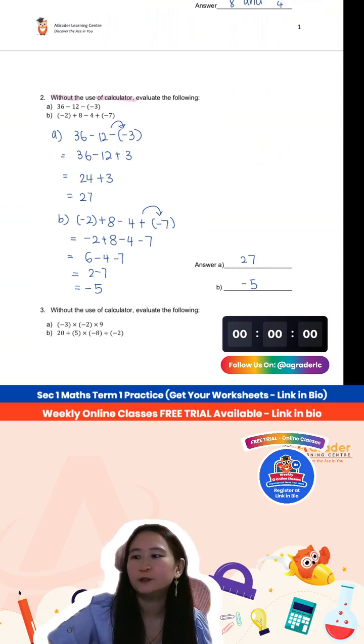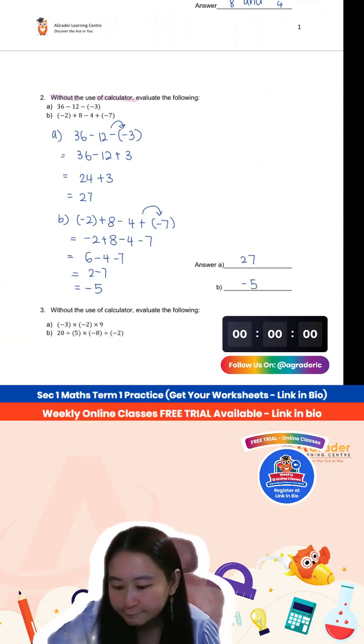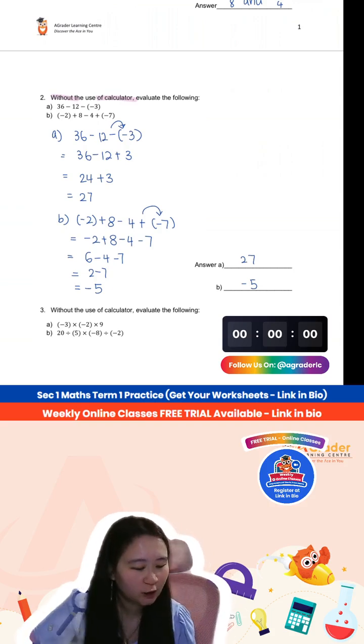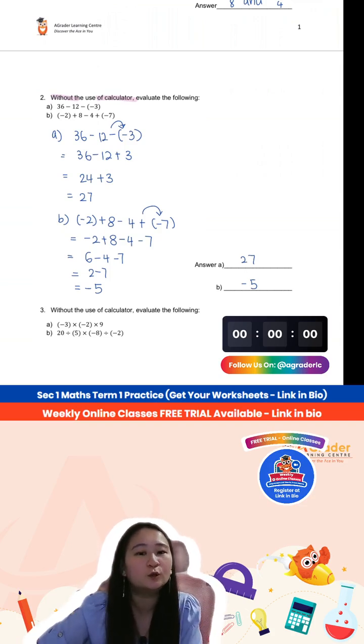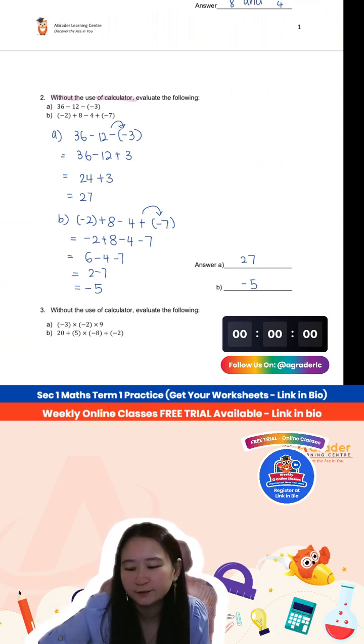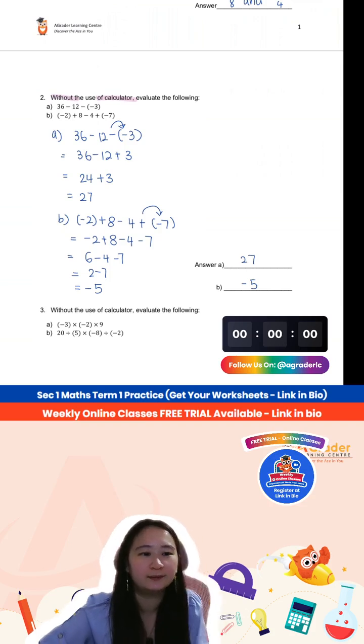Those who have tried question 3 can send in your answers. Yep, 54 is correct. It shouldn't be negative because we have negative times negative, it becomes a positive sign, and then you multiply with a positive, it's still positive. Yep, 16 is correct for part B. Well done.